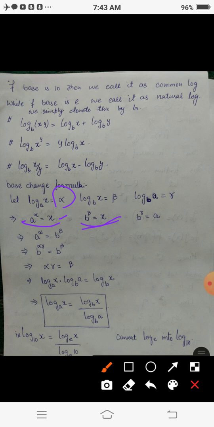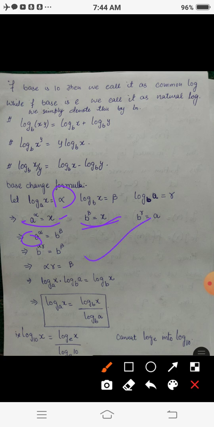But here a is b raised to power gamma, which implies that if we put a raised to power this, a as b raised to power gamma, it is simply b raised to power alpha into gamma equals b raised to power beta. Because the bases are the same on these two sides, and b is greater than 1, it implies that alpha into gamma equals beta.